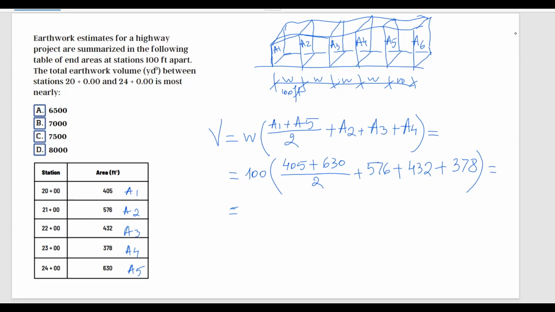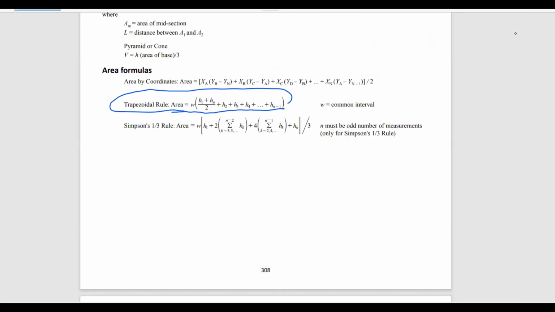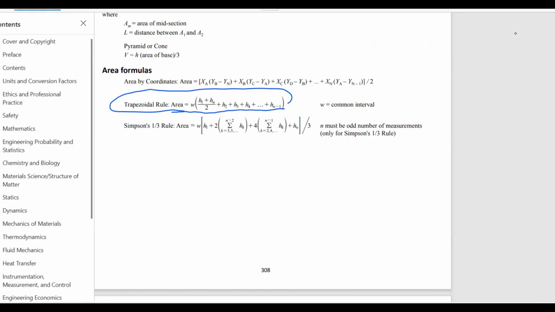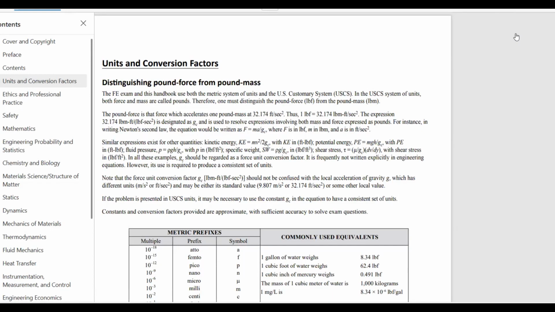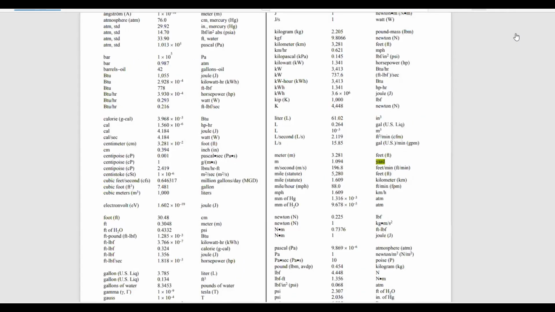And you should get a number of 190,350 feet cubed, because this is the volume. Now the problem is asking to calculate the volume in yards cubed, so we have to transform this into yards. I think in the FE handbook, I'm not sure, let's see if it gives you yard.